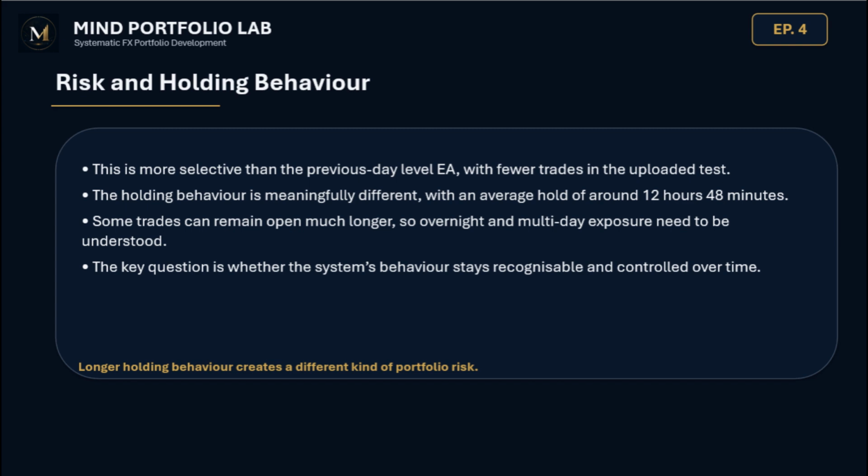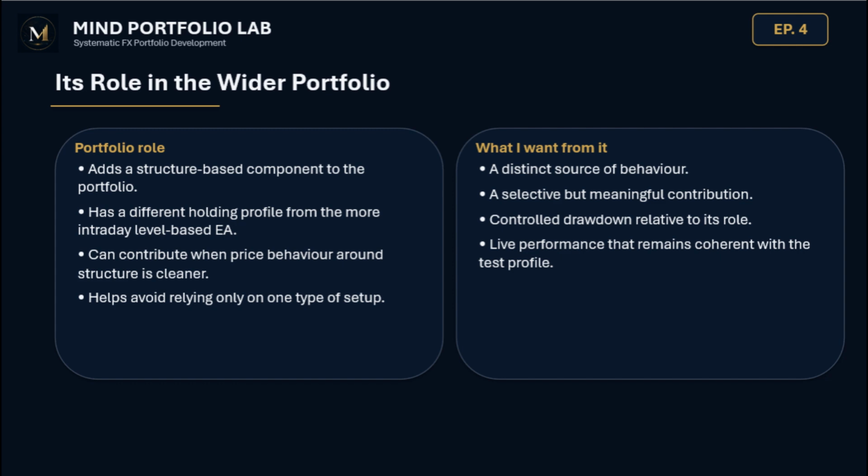When I monitor this EA live, there are a few things I care about. First, is it still taking the type of structure-based trades I expect? Second, are the losing periods within a normal range for the system? Third, does the live holding time still broadly resemble the tested behavior? Fourth, is it adding something different to the wider portfolio? And fifth, is it becoming too correlated with other systems during drawdown? Those are the important questions.